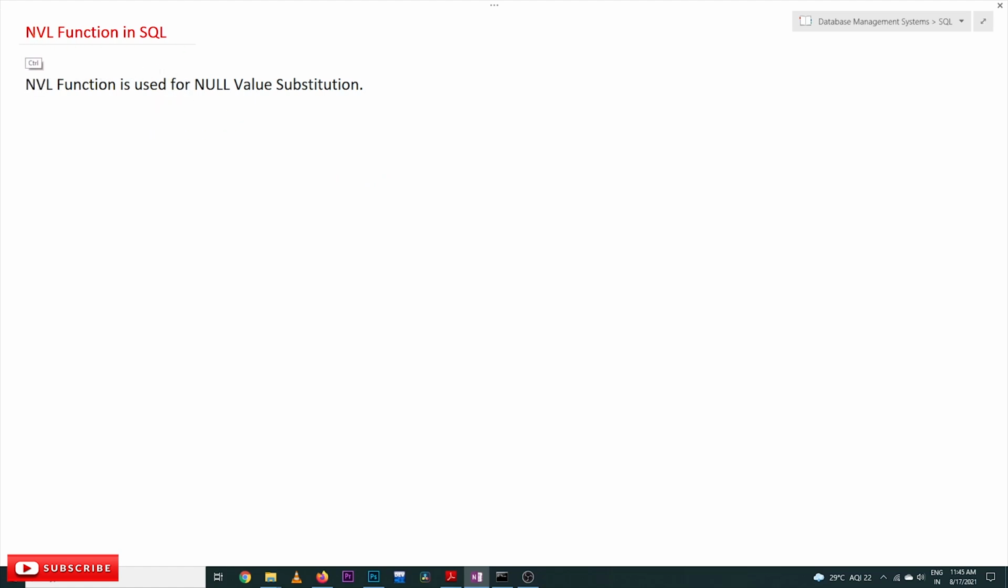In this class, we'll try to understand the NVL function in SQL. NVL is used for null value substitution. Whenever we have null values in a column of a table, those null values can be substituted with a specific value that we are going to mention.